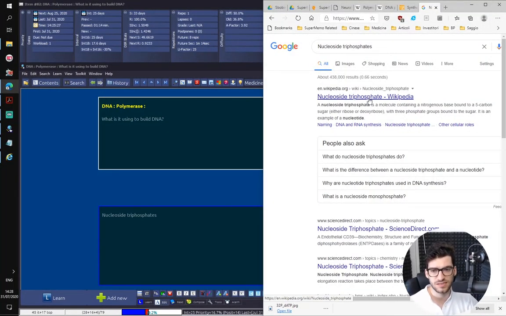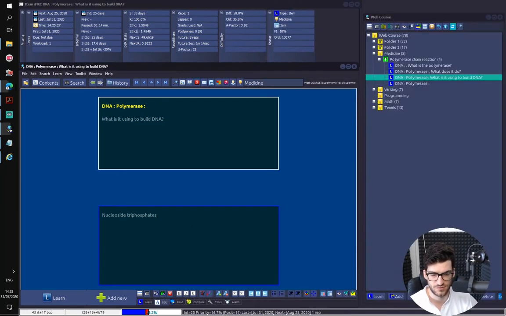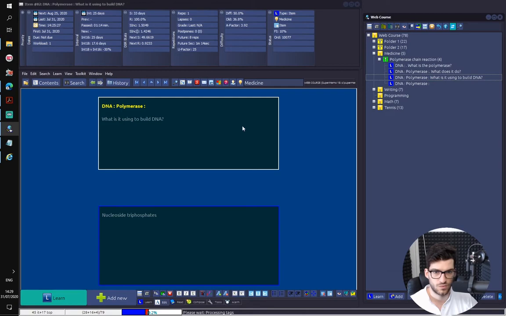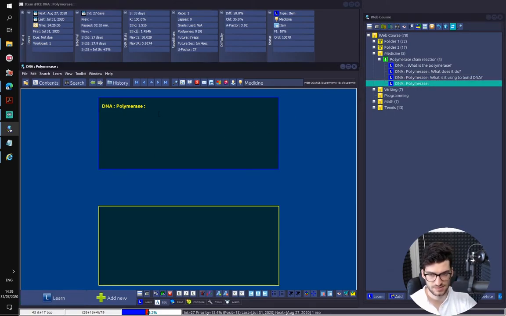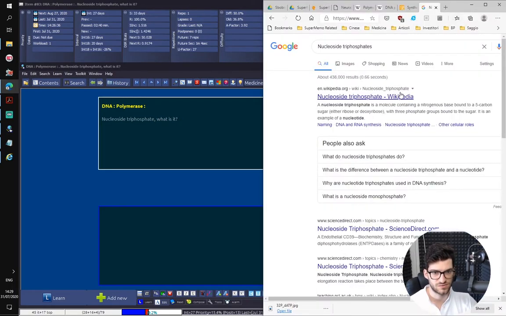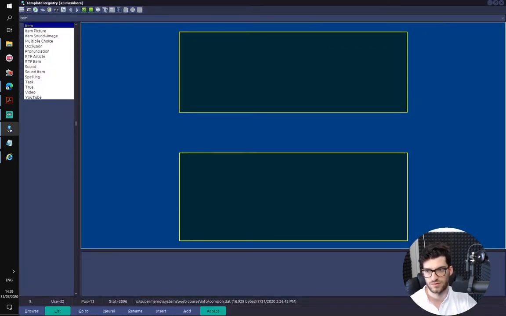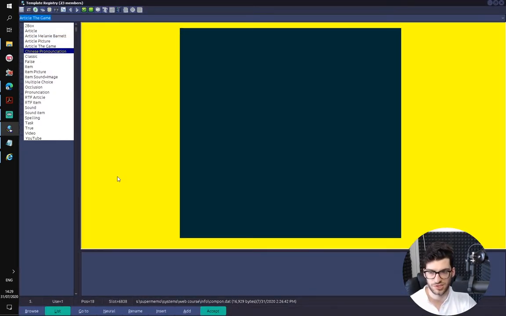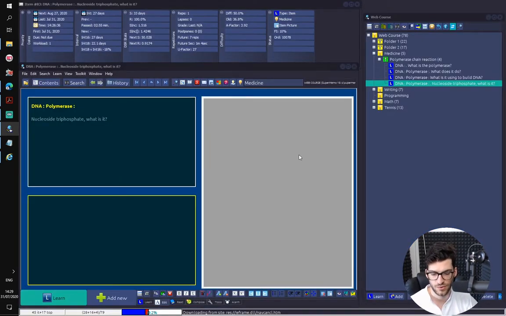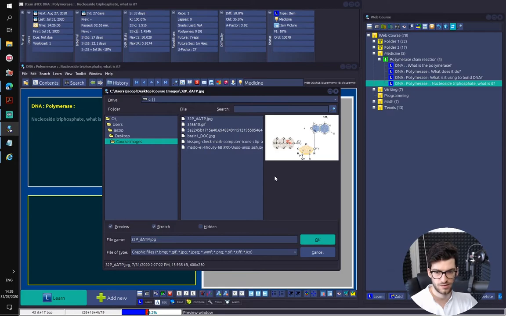Now, what is a nucleoside triphosphate? So we go here and ask. Okay, let's keep it under polymerase. Maybe we will change it. Nucleoside. What is it? Okay, simple question. And give the dumbest of the answers. Also, let's add the picture. Pictures, when you cannot really relate with something, are the best way to go about it.